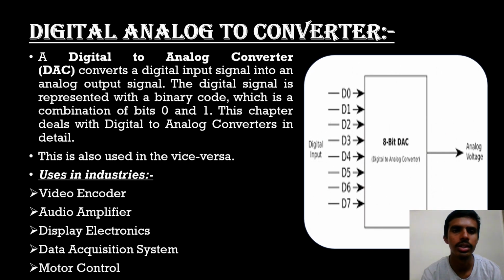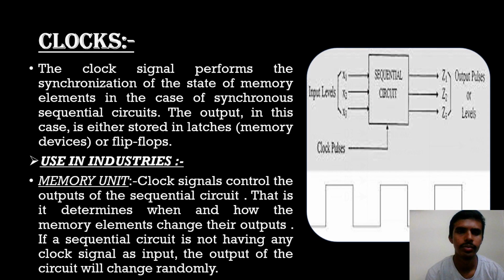Digital to analog converters. A digital to analog converter, DAC, converts a digital input signal into an analog output signal. The digital signal is represented with a binary code, which is a combination of bits 0 and 1. This chapter deals with the digital to analog converter in detail. This is also used in vice versa format. Uses in industries: video encoder, audio amplifier, display electronics, data acquisition system, motor control. These are some of the day-to-day examples in which DAC is used.